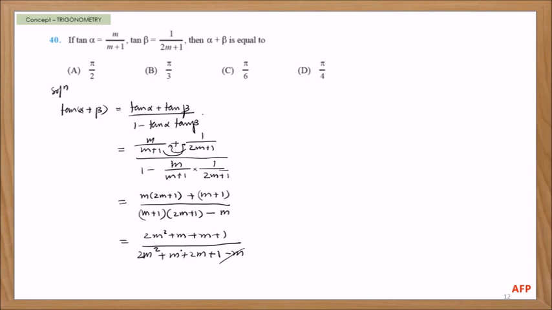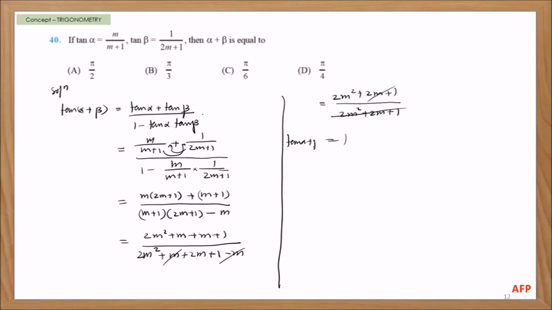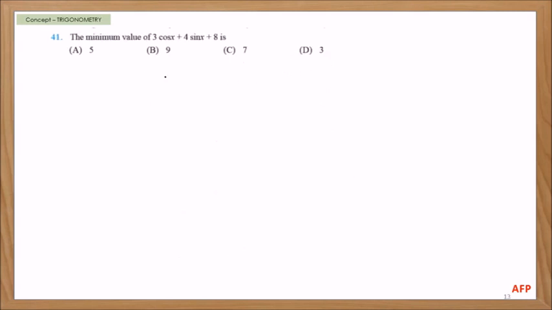So we will cancel m and m in the denominator, and we will write it here. 2m square plus 2m plus 1 is equal to 2m square plus 2m plus 1, so it gets cancelled, and you are getting tan of alpha plus beta is equal to 1. So alpha plus beta must be 45 degrees. D is the option.